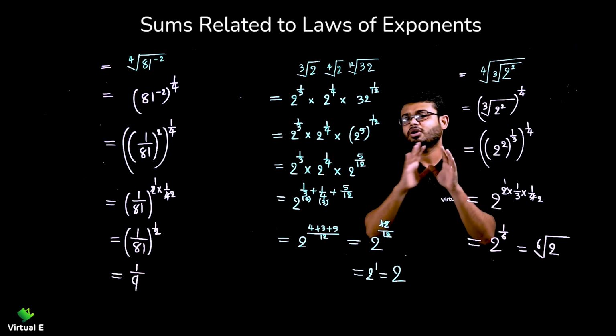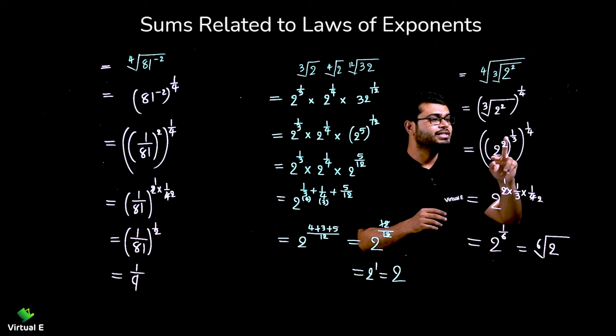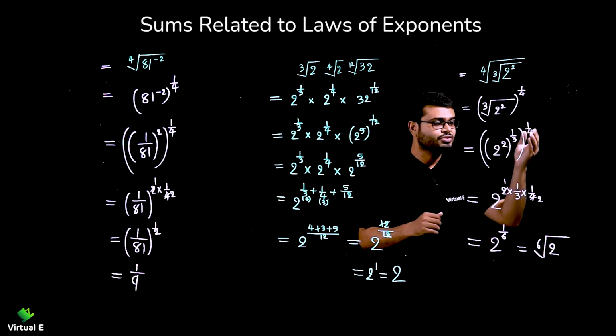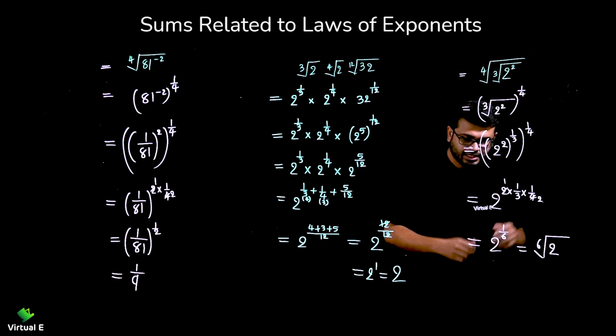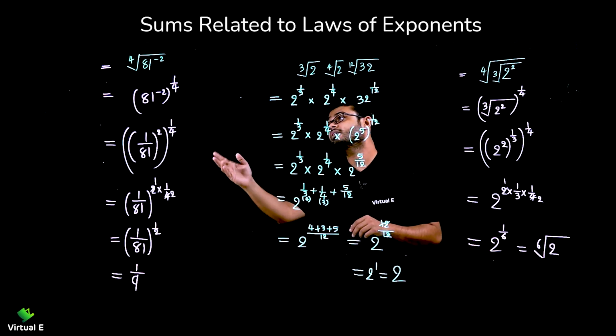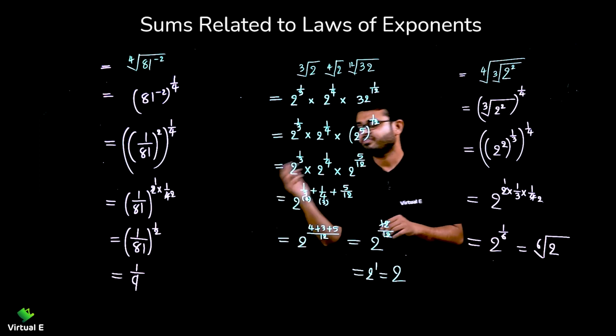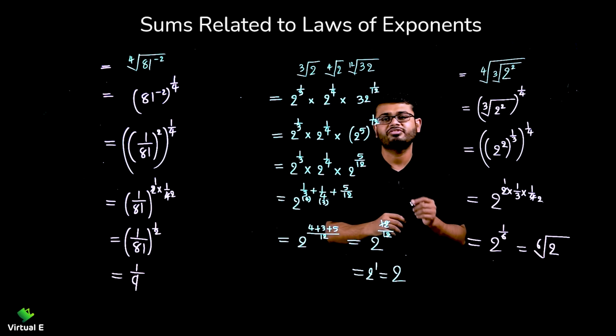In this case, we did not add the powers, but we used the property for multiple powers. So we multiply them and we get the answer. Same we did over here. Here also there are multiple powers. So we simplify and get the answer. Let's discuss a few more questions.